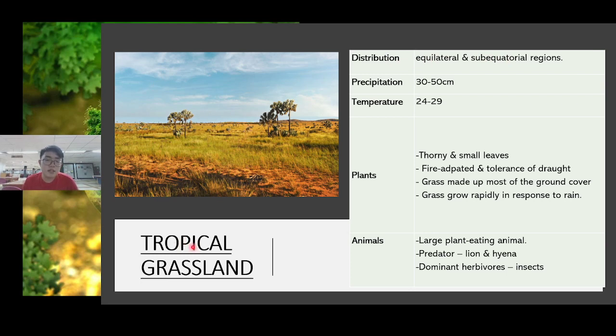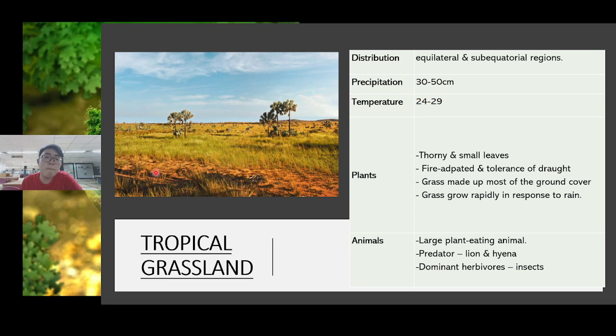Why is it called tropical grassland and not forest? Because the trees there are very few, only grass. The grass is very tall but the trees are very few. The precipitation is also very little compared to rainforest, 30 cm to 50 cm per year only. But the temperature is the same as the tropical rainforest.